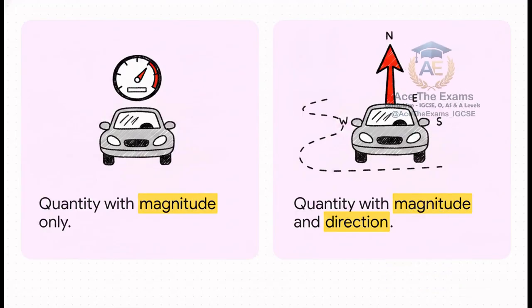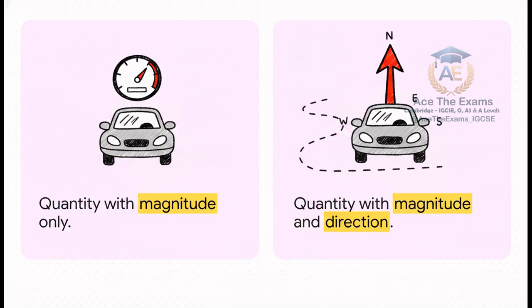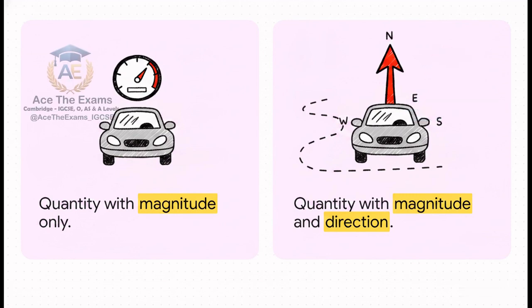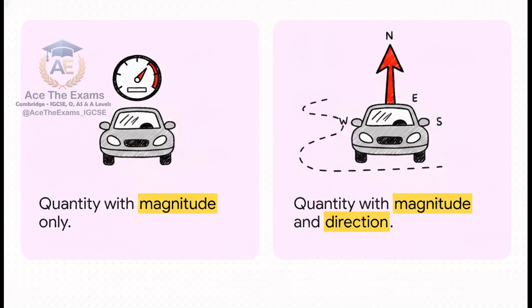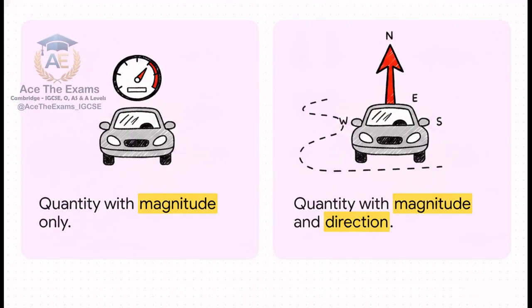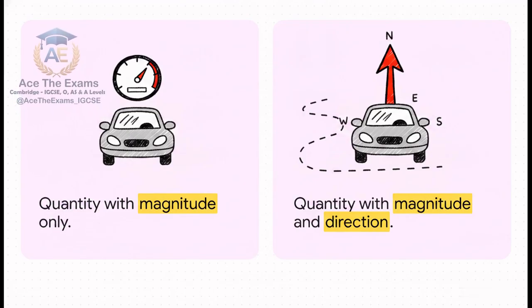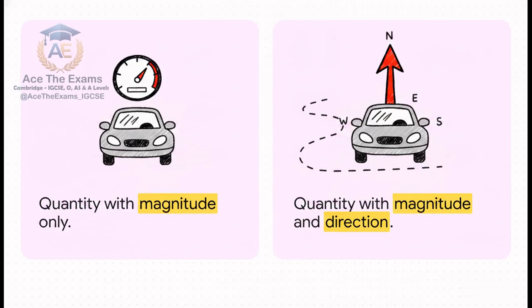Think of a scalar as just a raw number. It has magnitude only, like I'm running 10 miles an hour. But a vector adds the absolutely crucial element of direction. It's saying I'm running 10 miles an hour due north. That single addition of direction changes how we calculate literally everything in physics.